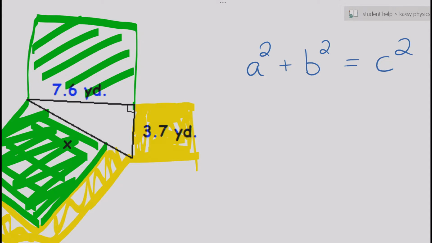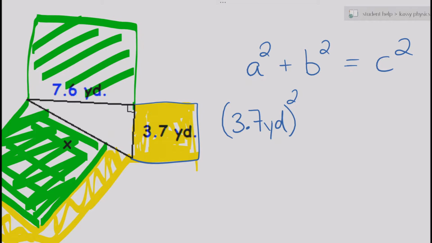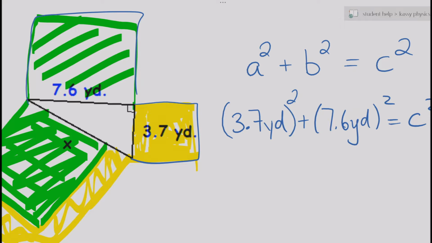And in this case, we're trying to find the big square side. So this is actually set up for us. Basically, if we make a square from this side, that's a 3.7 yard square, 3.7 by 3.7. And if we make a square off this side, that would be a 7.6 yard square. And that would be this. And we can use our calculator then to do that.